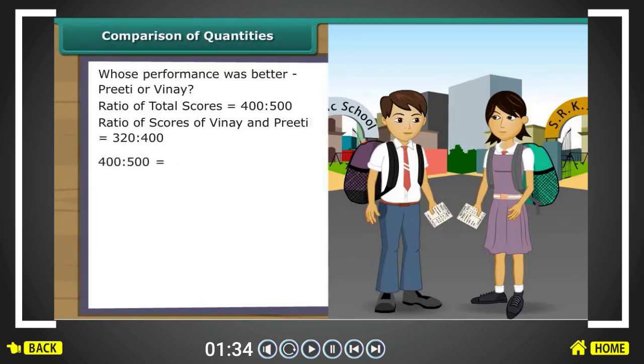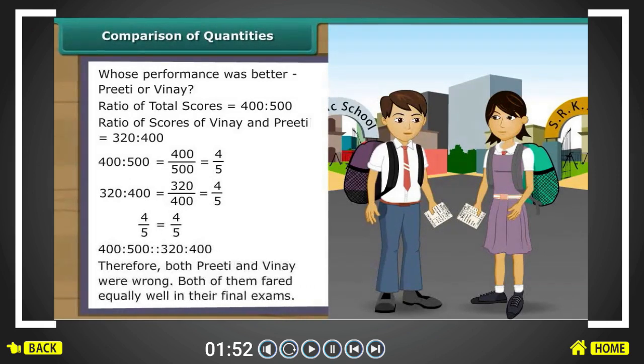400:500 is equal to 400 divided by 500, which is 4 divided by 5. 320:400 is equal to 320 divided by 400, which equals 4 divided by 5. It means the two ratios are in proportion. Therefore, both Preeti and Vinay were wrong. Both of them fared equally well in their final exams.